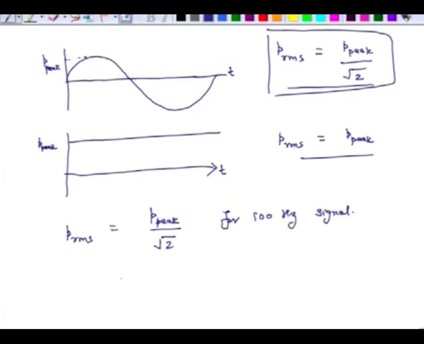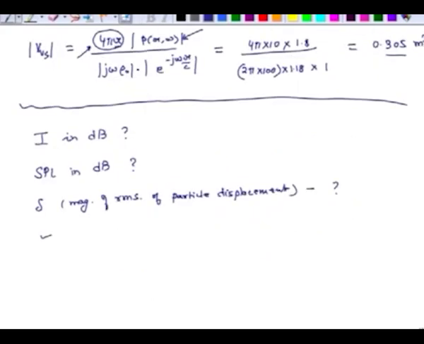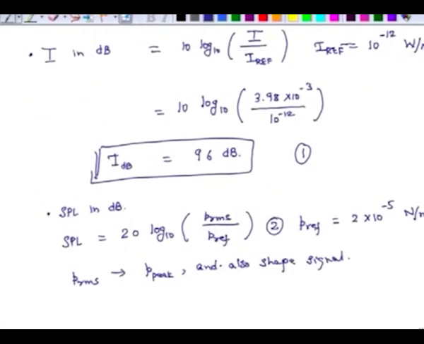signal. And in our last class, we had computed the peak value of the signal to be 1.8 pascals, divided by square root of 2, and this comes to be 1.273 newtons per square meter. So, I plug this value in my relation for SPL.